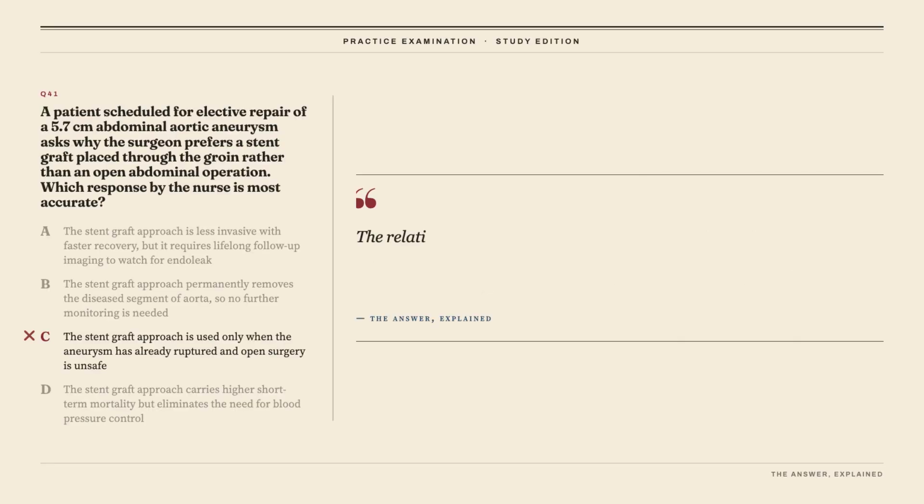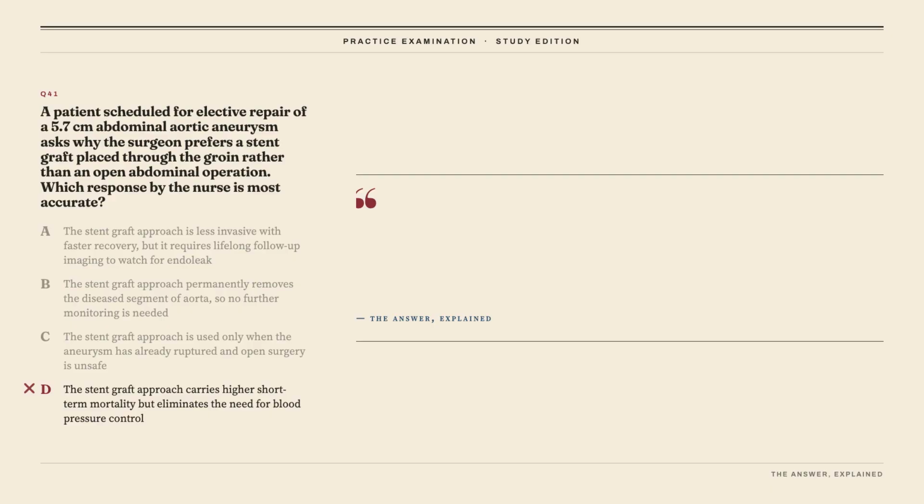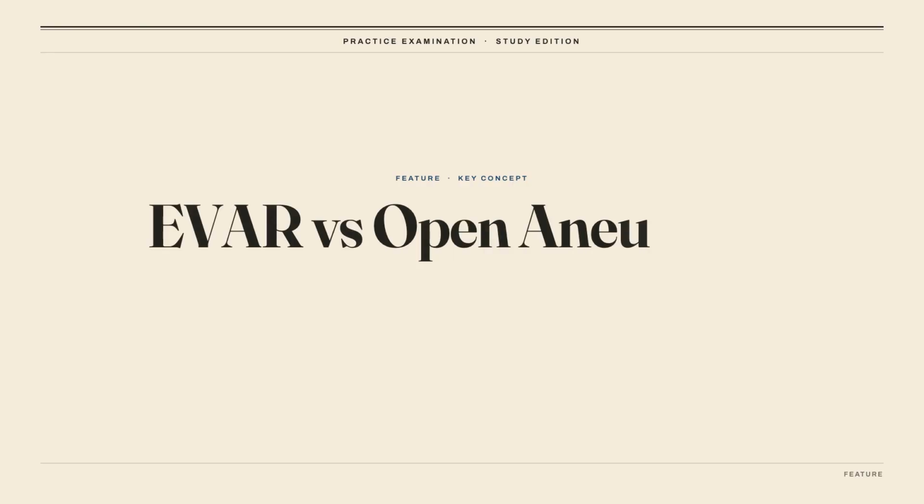C is wrong because the relationship is the reverse. Open repair is the approach relied on for emergency rupture and unfavorable anatomy, while endovascular repair is the elective preference. D is wrong because endovascular repair has lower short-term mortality, not higher. Blood pressure control remains essential after either operation to protect the repair.